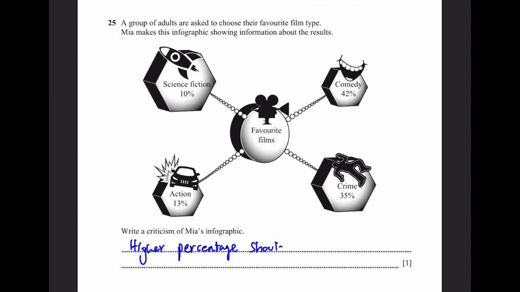should be denoted by a larger shape. That's the answer. But then, in Mia's infographic, it's given wrongly.